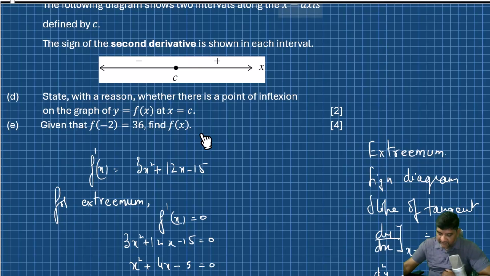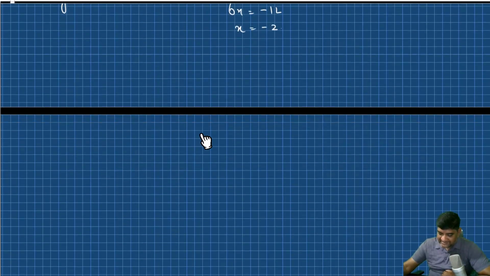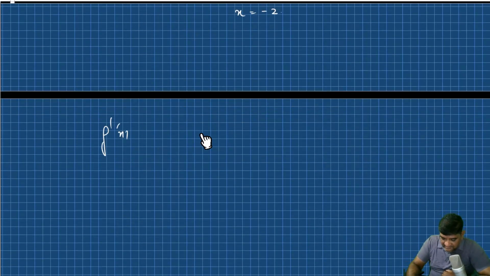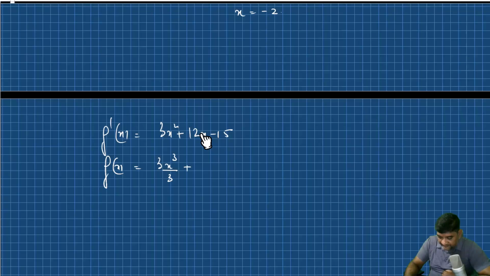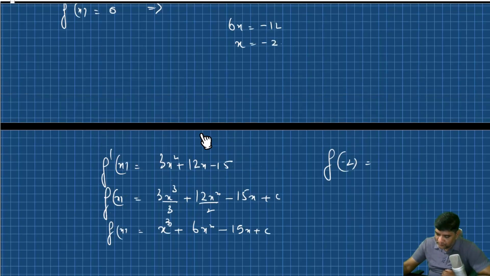Given that f of -2 is equal to 36, find f of x. So I know that f dash of x is equal to 3x squared plus 12x minus 15. If I integrate this, I'll get the actual function. So the integration of this function is x cubed plus 6x squared minus 15x plus the constant c. Now he says f of -2 is equal to how much?